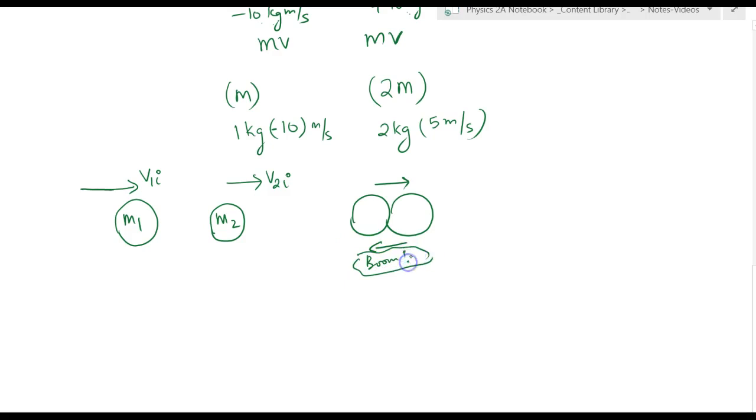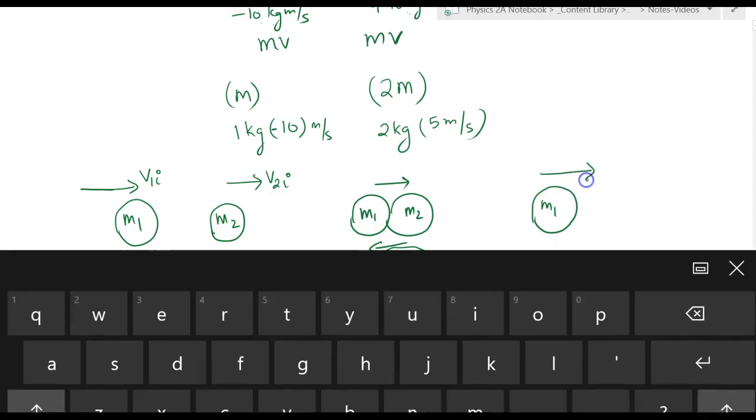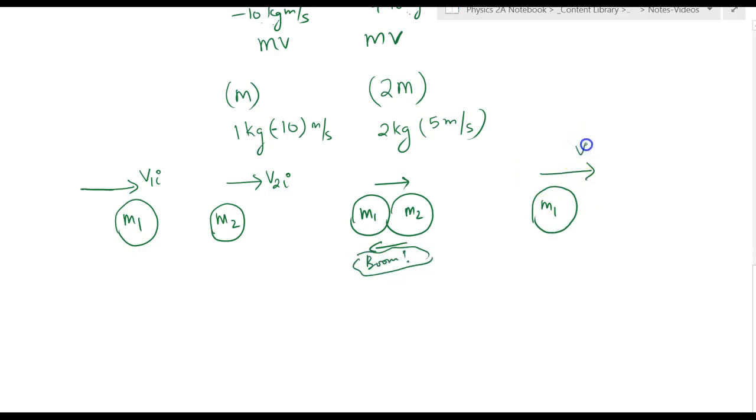Boom. During the collision, there are forces acting on the two masses, which means that after the collision, m1 will now have to move with a different velocity because there was a force on it. So let's say v1f is its velocity and m2 moves with a different velocity, which we will call v2f. For convenience, we assume that all these velocities are in the same direction. They don't have to be like that.